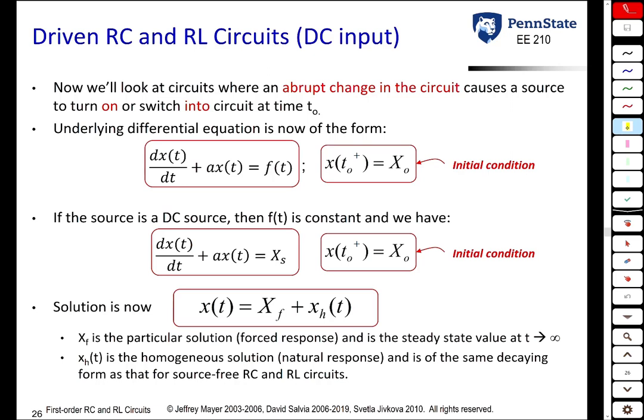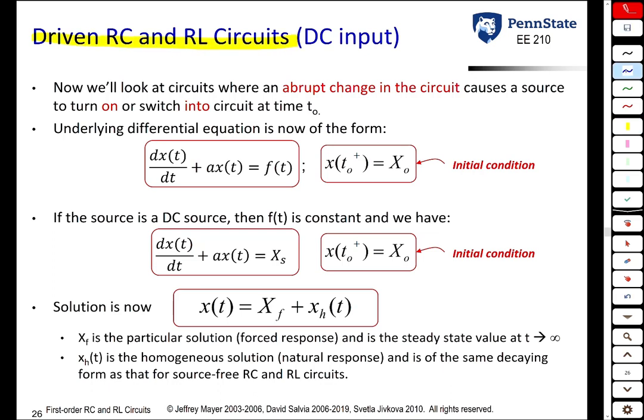In today's video lecture, we're going to continue to look at RC and RL transient circuits, but we're going to add a wrinkle. If you recall, until now we've looked at circuits where after time t0 there is no source present. Either it is turned off or switched out of a circuit. Today we're going to look at driven RC and RL circuits.